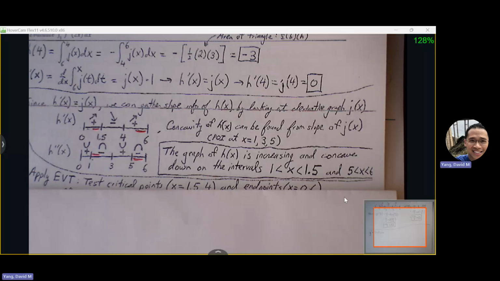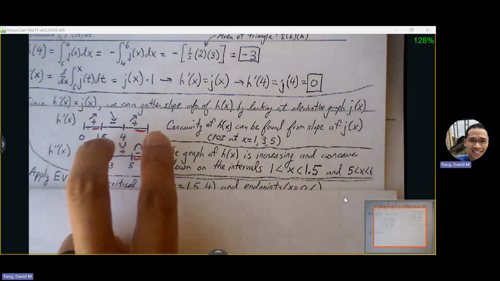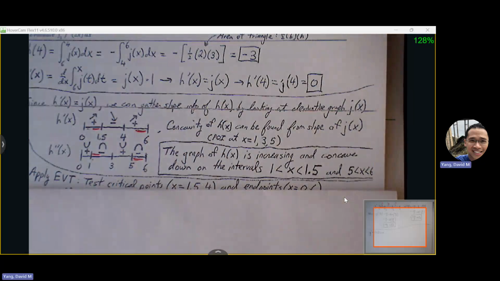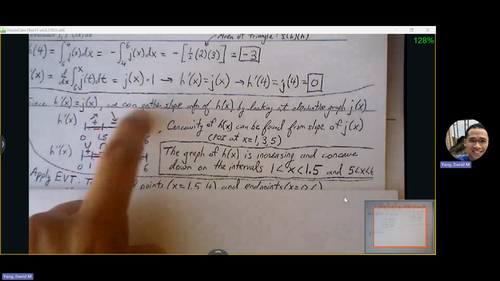Okay, any questions? Okay, part F, find the absolute min and absolute max on the interval from 0 to 6. So for H. Now, anytime we look for absolute max, absolute min, that's an application of what theorem? Extreme value theorem. So the extreme value theorem tells us to test what? Critical points and endpoints. So critical points and endpoints come from your F prime, sorry, your derivative sign line.